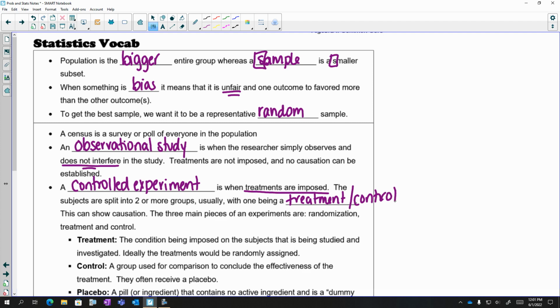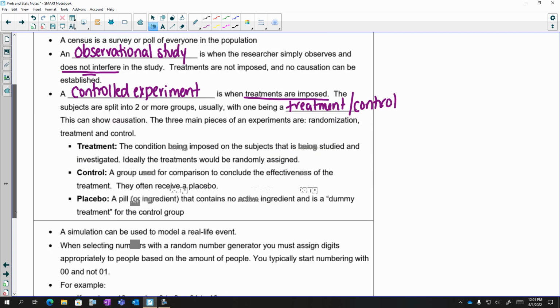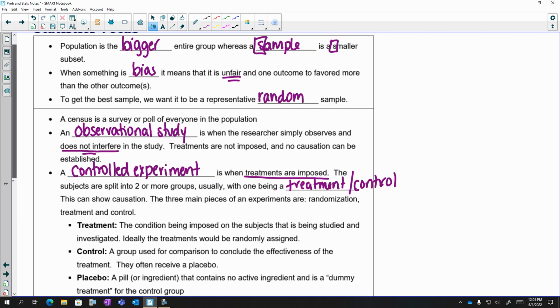Treatment is our condition that's being imposed. A control is a group used for comparison. They're not receiving a treatment. Sometimes they receive a placebo. A placebo is a pill or a dummy treatment that doesn't contain an active ingredient.